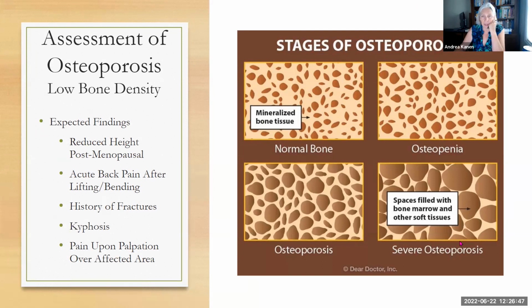And here you can just see what normal bone looks like, the fabric of normal bone. Osteopenia, so penia is not enough. Osteo, bone, so we're not making enough bone here. Then we have osteoporosis and severe osteoporosis. So now you can start to see that our open areas are getting bigger and the actual structure is getting thinner. So that's a problem. So expected reduced height, particularly postmenopausal, because there is an estrogen-calcium connection there.